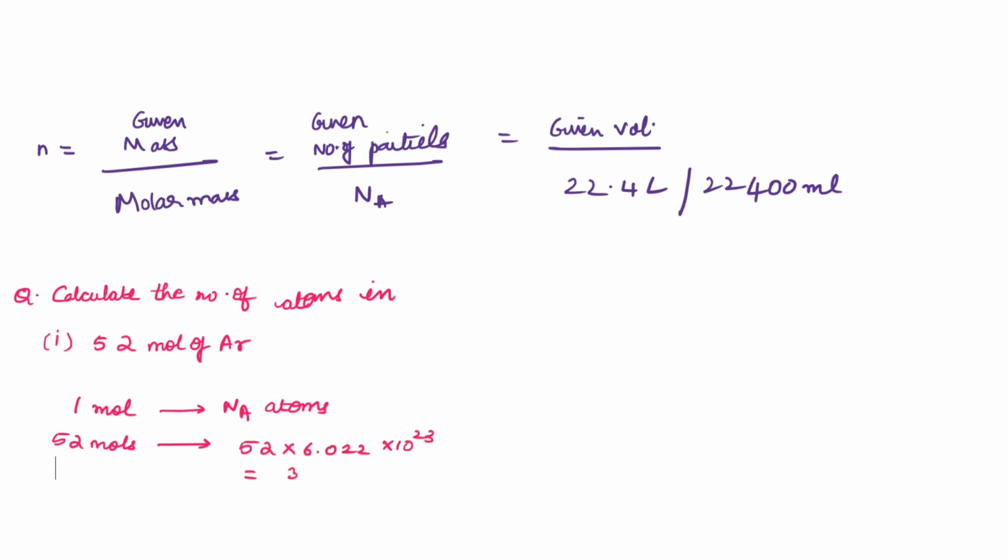Simply multiply 52 into Avogadro number. So what do we get as the answer? 3.13 into 10 power 25 atoms.